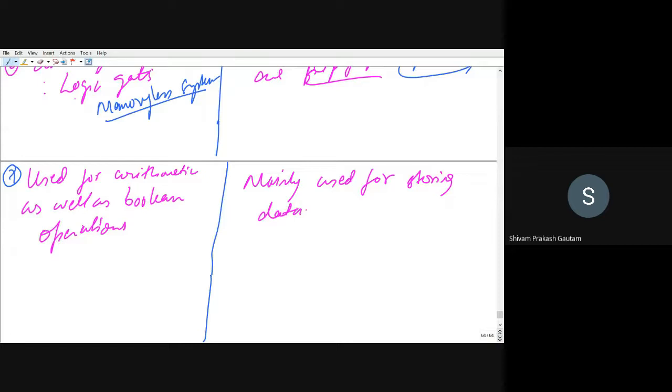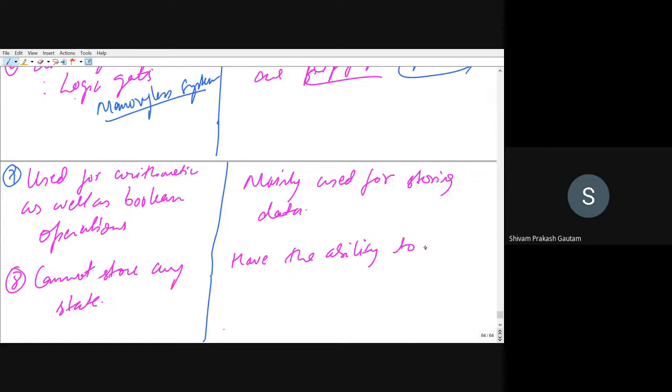Next difference, that is difference number 8. It cannot store any state. It has the ability to store any state or retain earlier state.